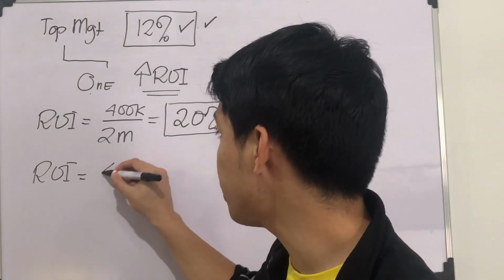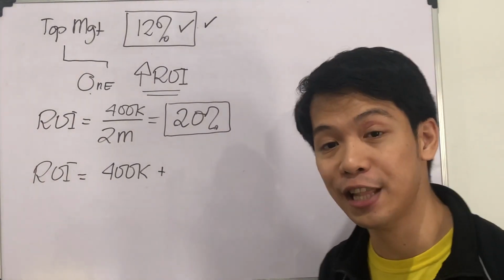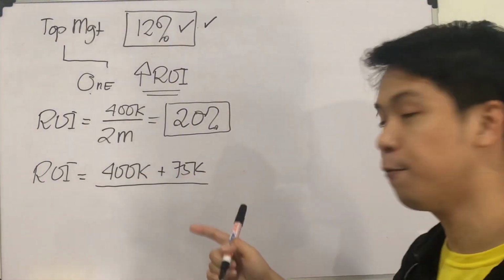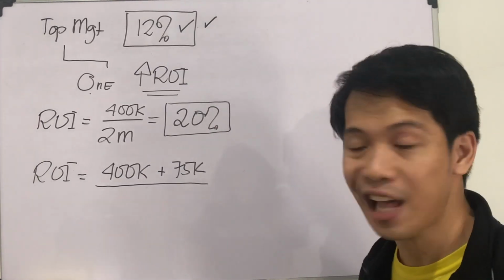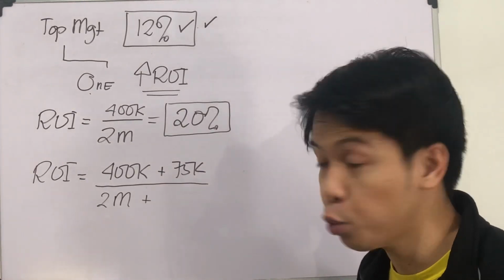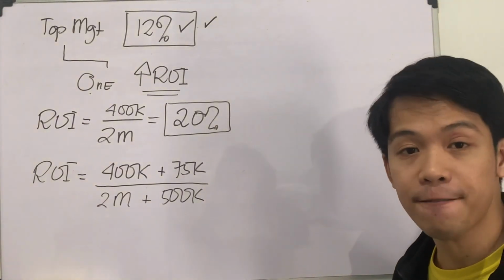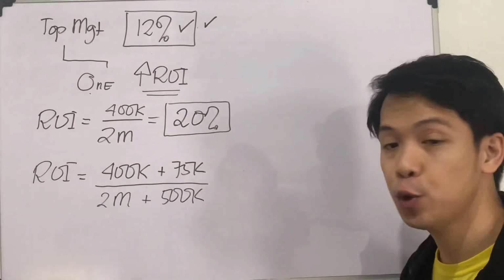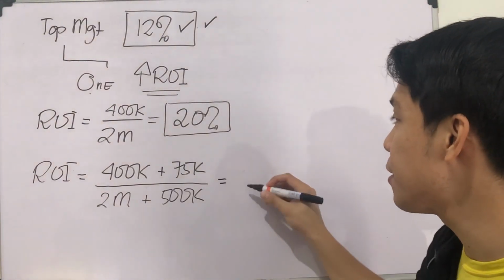If we're going to start with 400K and this project will give an additional income of 75K, we're going to have 475,000 of profits. But the amount of investment is now 2 million plus the investment of new project, which is 500,000, so 2.5 million. 475K divided by 2.5 million would give you around 19%.